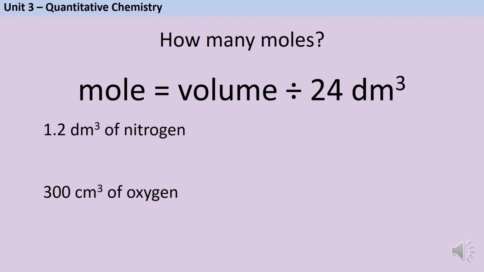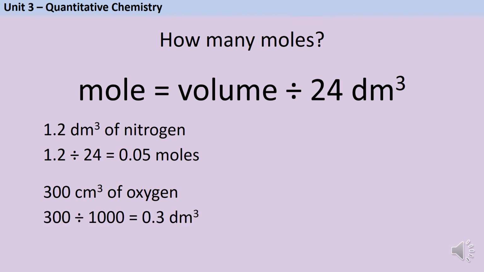So 1.2 decimetres cubed of nitrogen is going to be 0.05 moles. If I have 300 centimetres cubed of oxygen, I first need to convert that to decimetres cubed by dividing by 1,000. So 300 divided by 1,000 is 0.3, and then 0.3 divided by 24 gives me 0.0125 moles. The identity of the gas is completely irrelevant. It doesn't matter that it's nitrogen or oxygen, because every gas takes up the same volume.